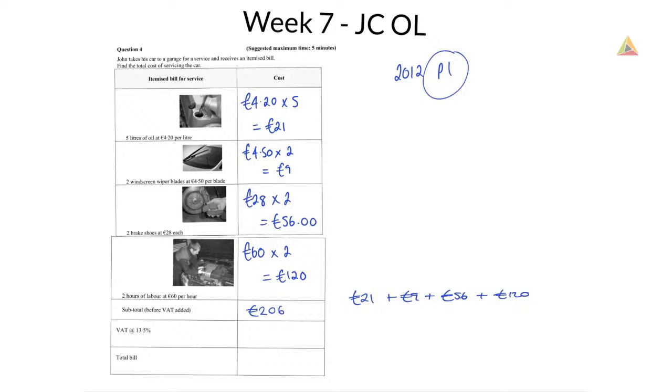Now, VAT is added at 13.5%, so you need to get 13.5% of 206. So 206 multiplied by 0.135 is going to be €27.81. So we're going to put that in there. The total bill, you're going to add the 2 of these figures together, and that will be €233.81. So that's it for question 4 there from 2012. So I'm going to go on and do another question now.